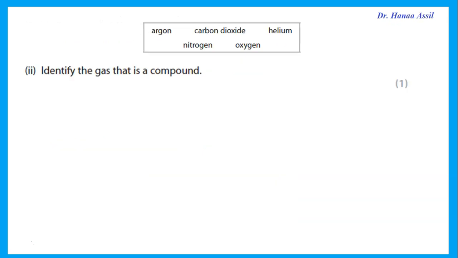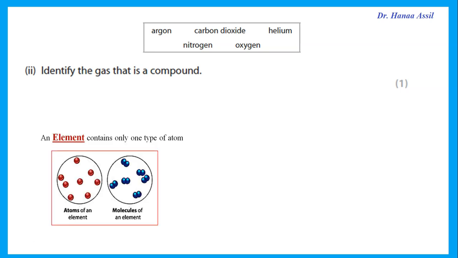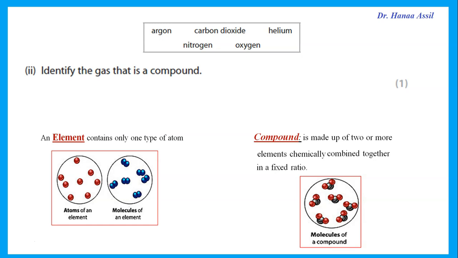Identify the gas that's a compound. You should remember what is an element and what is a compound. An element contains only one type of atom, so it could be in form of individual atoms or molecules in which we have two atoms together, but all of them are the same. That's an element. If we have two or more elements combined together in a fixed ratio, that's a compound. So which of these has two or more elements combined together? That would be carbon dioxide. All the others are elements.